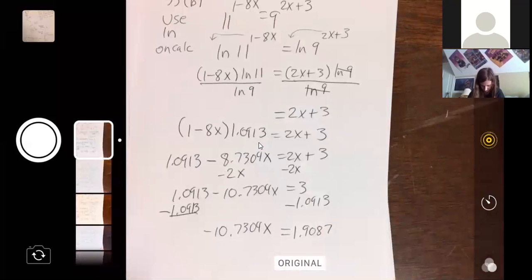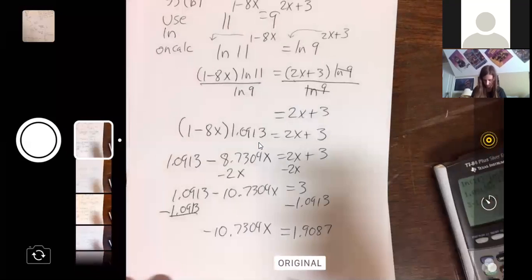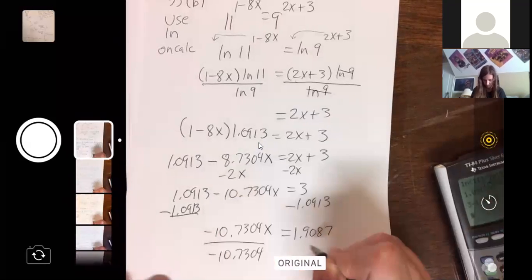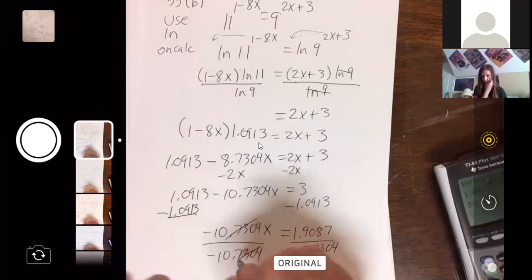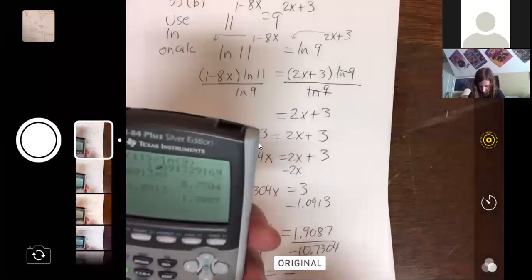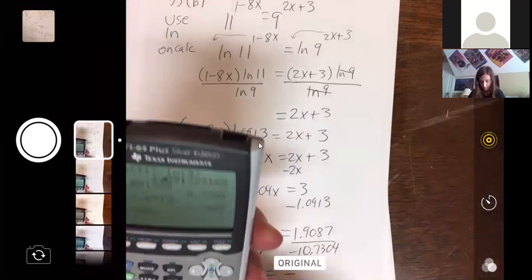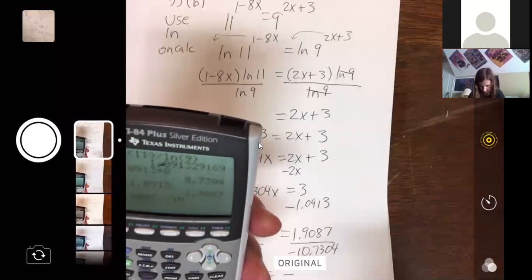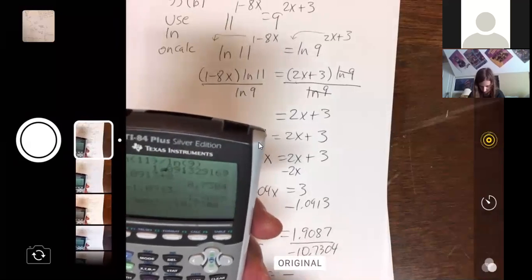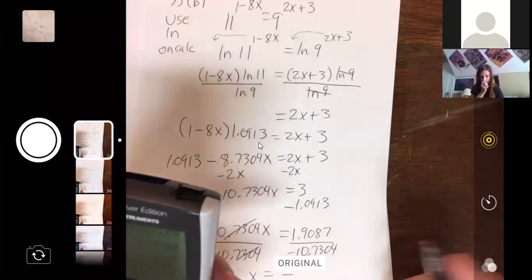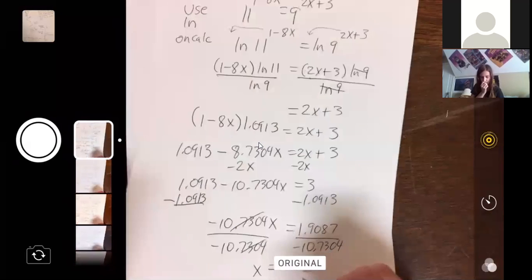It's really the same thing, just numbers a little longer, with nastier decimals. Negative 10.7304 divided by negative 10.7304. And so it's going to wind up negative 1.9087 divided by negative 10.7304. Negative 0.177, maybe we'll call it 9.